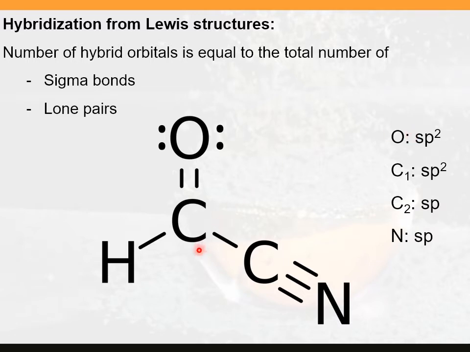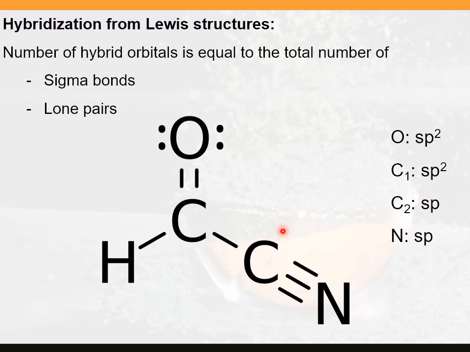If you look at the carbon, it is already making 1, 2, 3, 4 bonds, so the octet rule is satisfied. And out of those 4 bonds, 1, 2, 3 are sigma bonds and 1 is a pi bond. So it has 3 sigma bonds but no lone pairs, a total of 3 domains needed, so it needs 3 hybrid orbitals. Therefore, the hybridization of this carbon is also sp2. 1 s and 2 parts p make 3 hybrid orbitals.